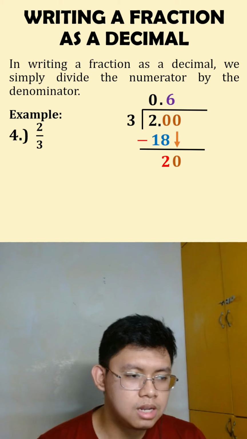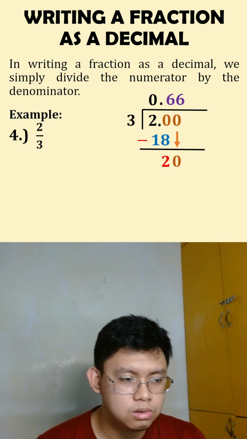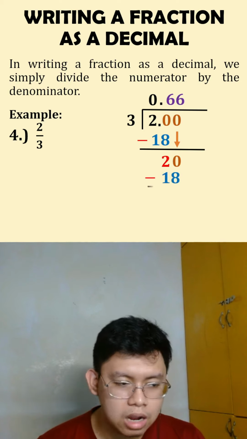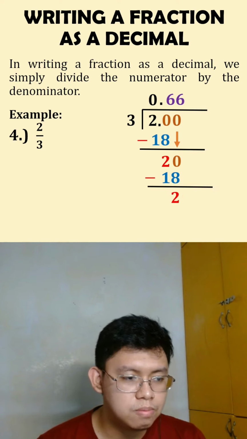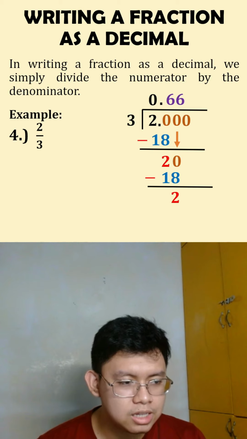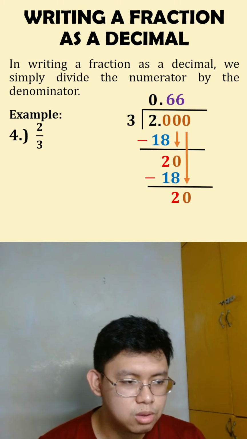20 divided by 3 is 6. So, 6 times 3 is 18. Subtract ulit natin. From 20, that will be equal to 2. Tapos 0 ulit, dagdag tayo. Bring down 0, that will be 20.